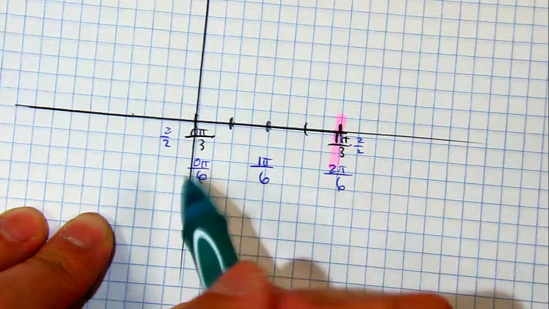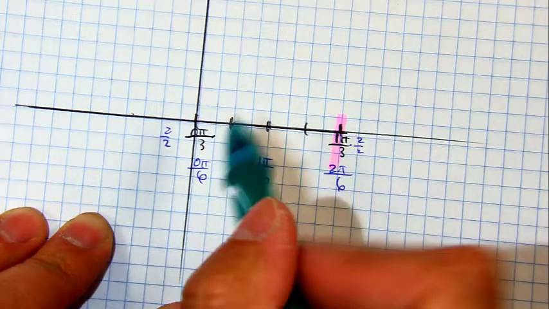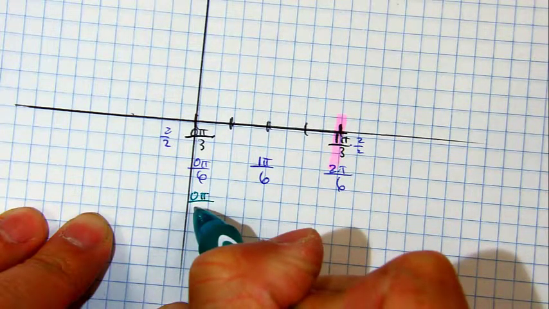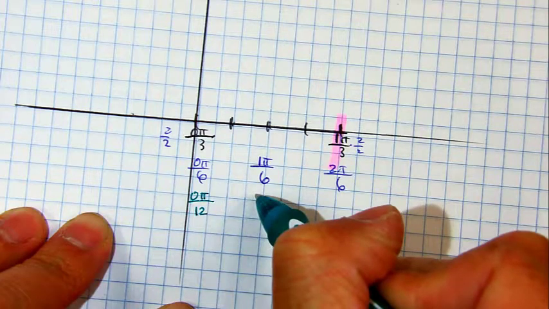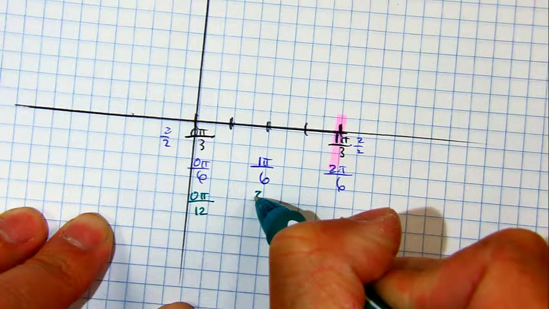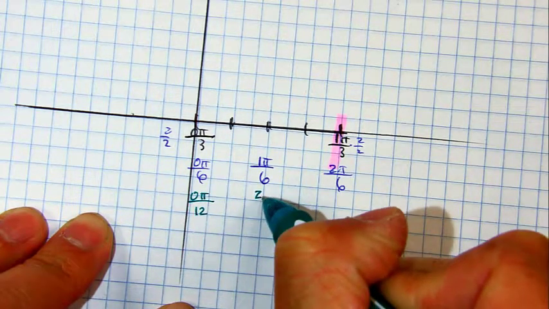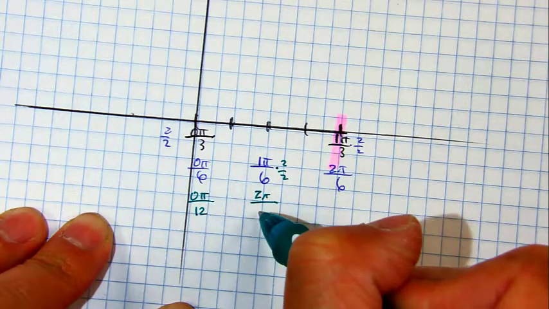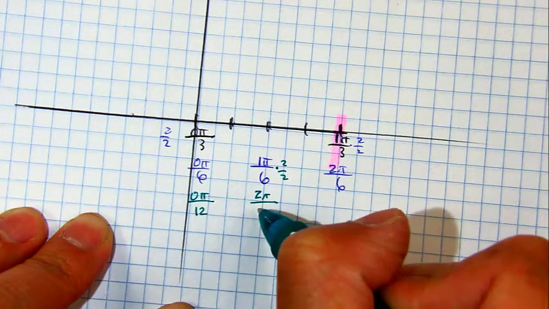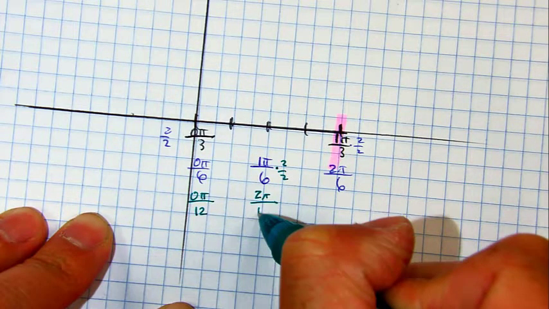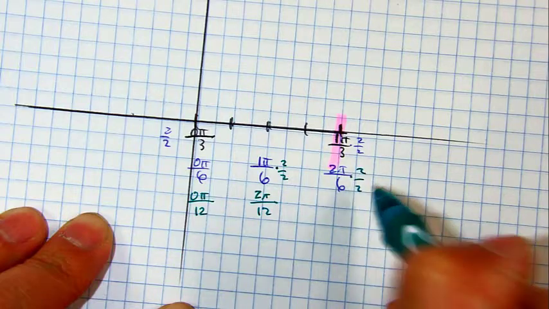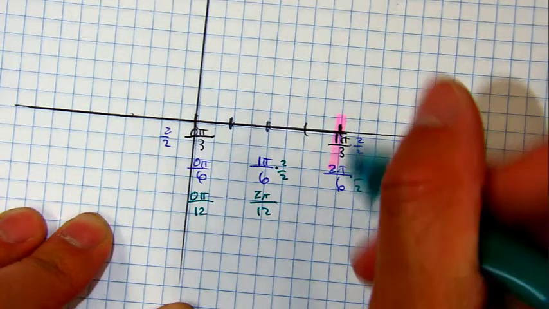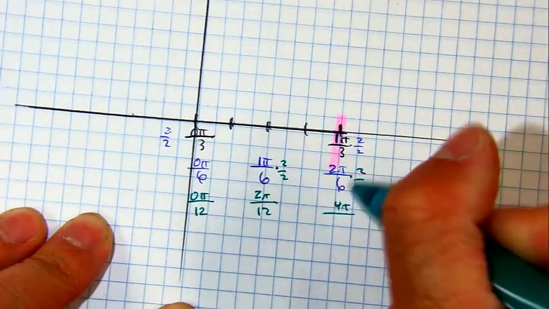Frida, go ahead and double all of these values. Good. Two pi over, we're multiplying by 2 over 2. 6 times 2, 12, and go ahead and double this one. Four pi over 12.